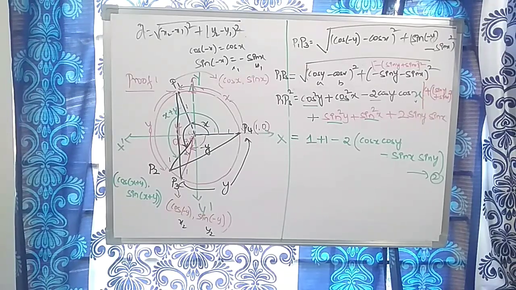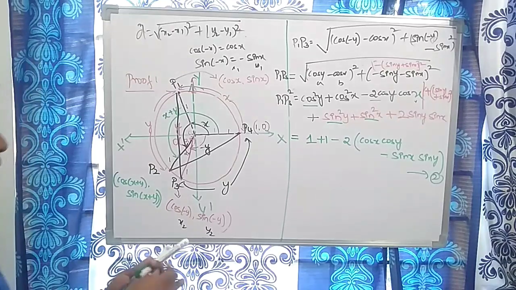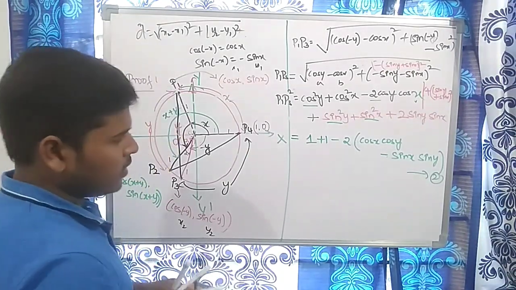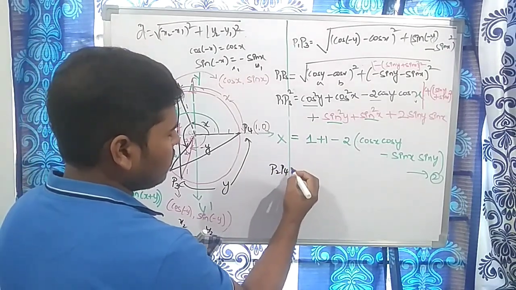Equation 1 says p1 p3 whole square is equal to p2 p4 whole square. I have taken the left hand side first. Is it clear? Then the right hand side, a very easy term. The right side says p2 p4.